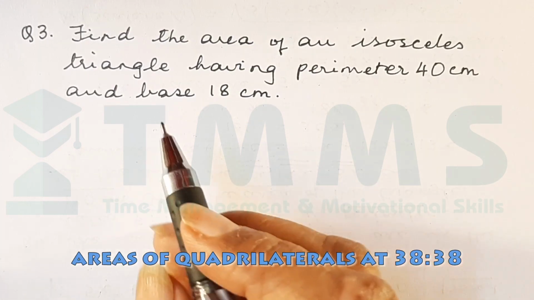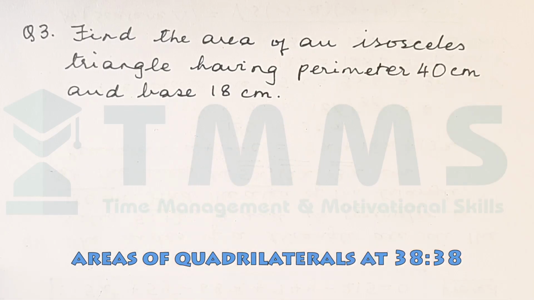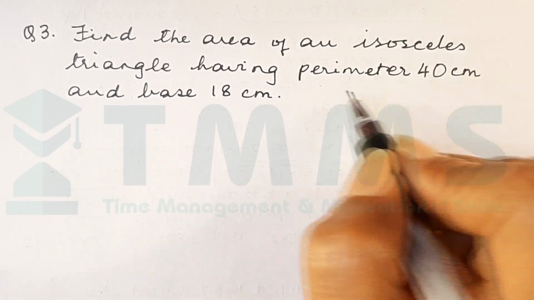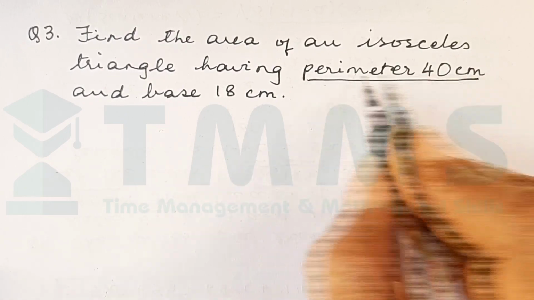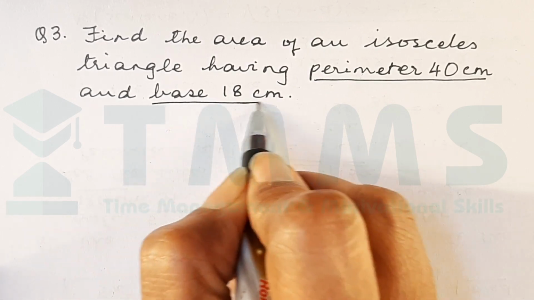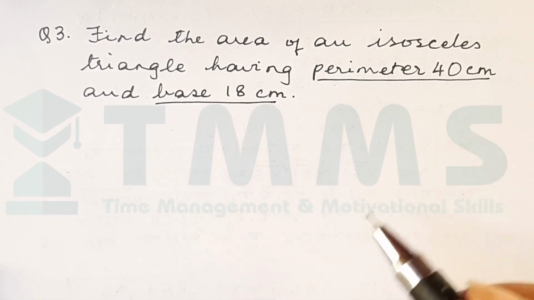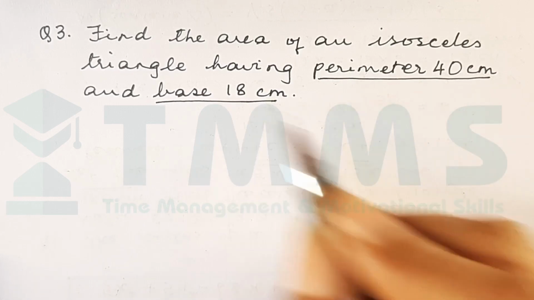That brings us to question number 3. Find the area of an isosceles triangle having perimeter 40 centimeter. Now see, the moment you spot the number, you should underline this. Base 18 centimeter. Again spot this number and see what quantity it is. So now you connect this perimeter with the base.